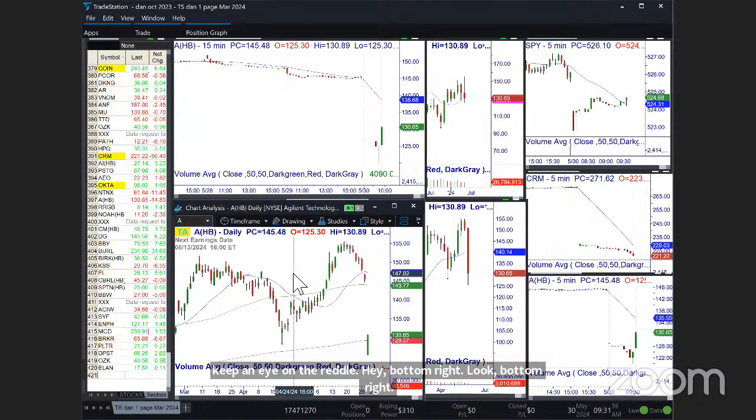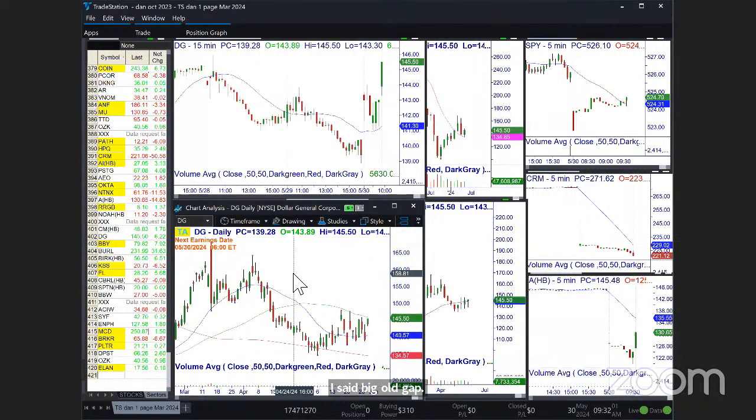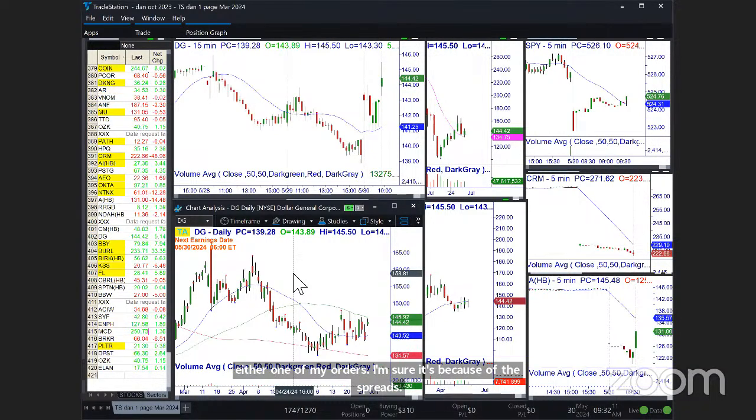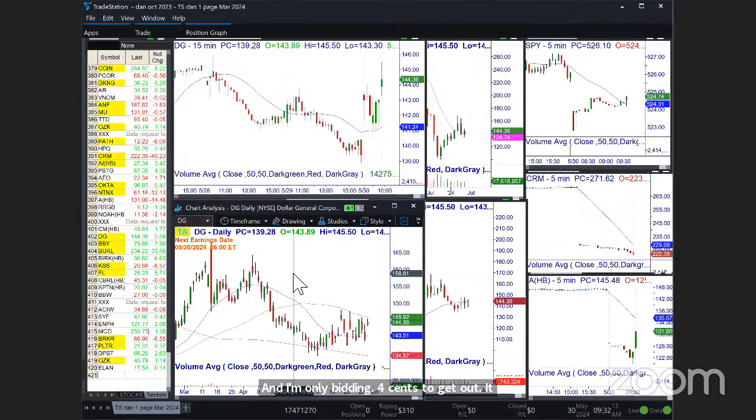All right, Octa is coming in to fill the gap. I'm not filled yet on either one of my orders. I'm sure it's because of the spreads, and I'm only bidding 4 cents to get out. Yeah, Dollar General is not even open. That's showing me at a loss, which is impossible.